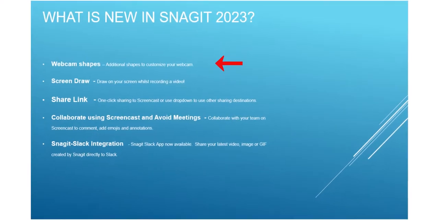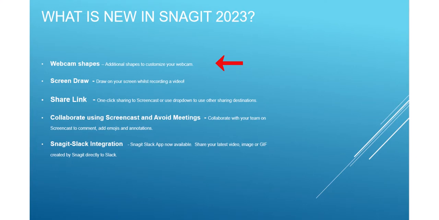So the first thing you will notice is that the webcam now has various shape options. As you notice in my introduction, the webcam was circular as opposed to the rectangle shape you experienced in version 2022. There are a number of different shapes to choose from.